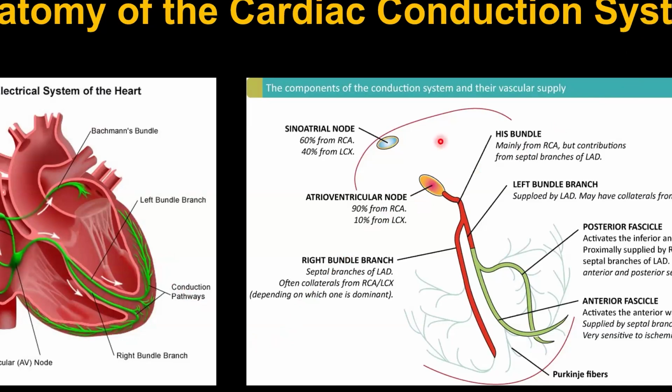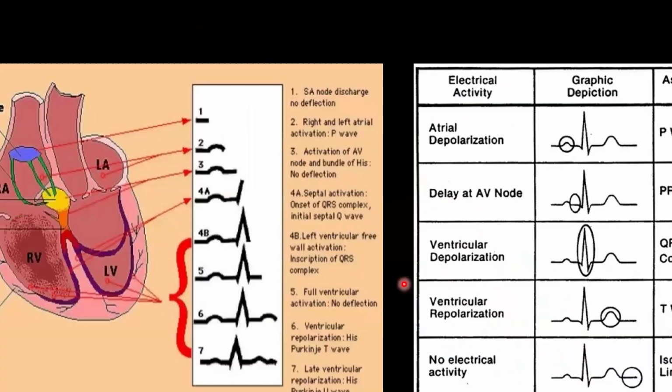The blood supply for those structures is as follows. In 60% of people, the SA node is fed by the right coronary artery, 40% by the left circumflex artery. The AV node, however, is fed in 90% of people from the right coronary artery. The right bundle branch and the left anterior fascicle of the left bundle branch are fed by the left anterior descending coronary artery, and the posterior fascicle has a mixed blood supply.